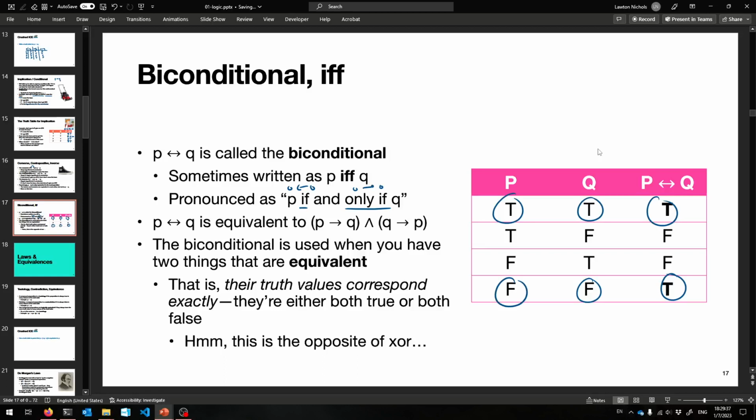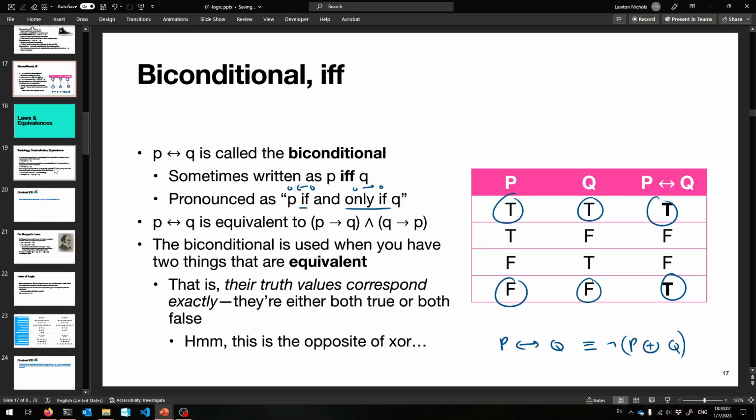And so if it's the opposite of exclusive OR, then P if and only if Q is logically equivalent to first do the exclusive OR and then negate. So those are the same. Another way to write the same thing. All right, so that's the biconditional.